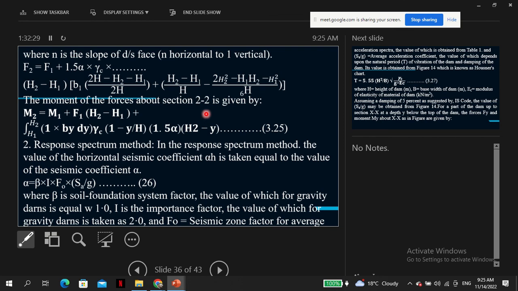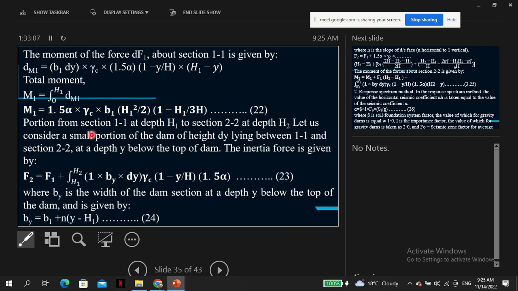Then the moment of the force at section 2 is given by, again, the same idea. You can get moment 1 plus f1 times the integration. This is moment 1 basically, and this is the integration, and then getting the moment. So this is basically the equation of the moment, integrating from h1 to h2. So this is one way: you can resort to integration to get the forces and the moments. This is just to demo.